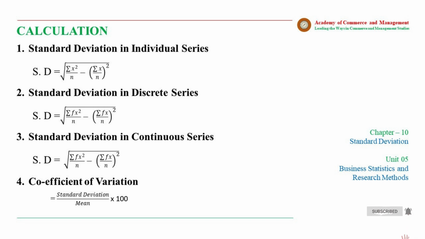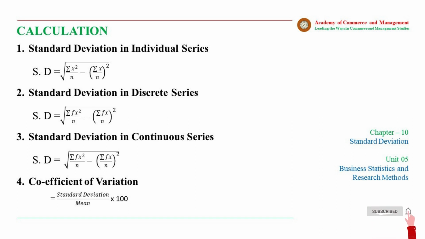In discrete and continuous series, standard deviation is calculated by following almost similar steps to the individual series. First, calculate the arithmetic mean. Then, obtain the deviations of all values of the variable from the mean. Next, square all the deviations. Multiply them with their corresponding frequencies. Finally, apply the formula, that is, square root of sigma fx squared divided by n minus (sigma fx by n) all squared. The result will be the standard deviation.